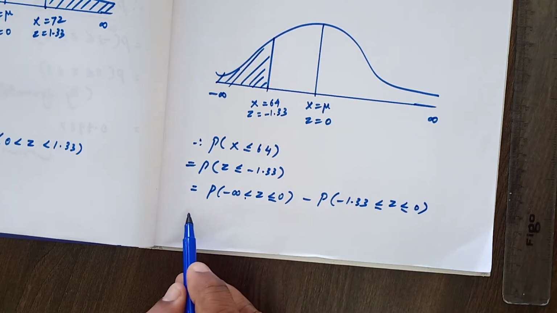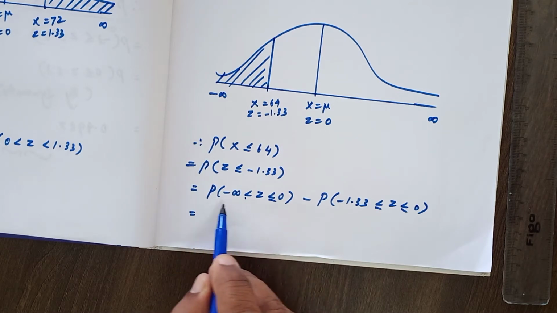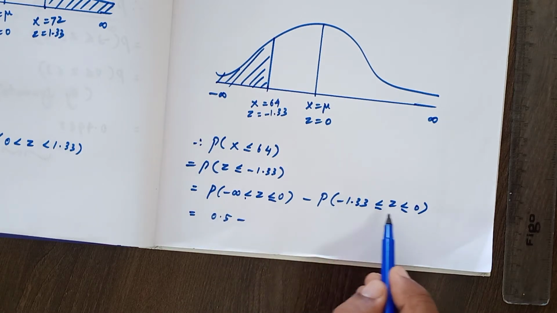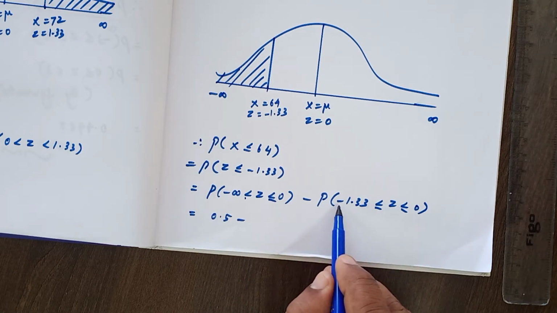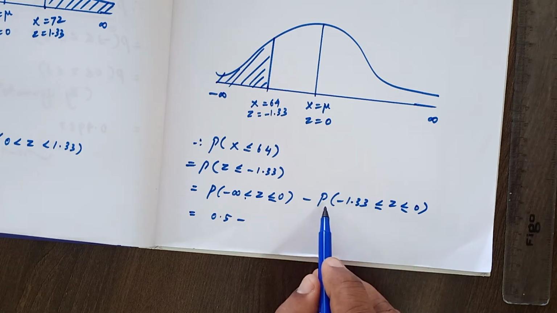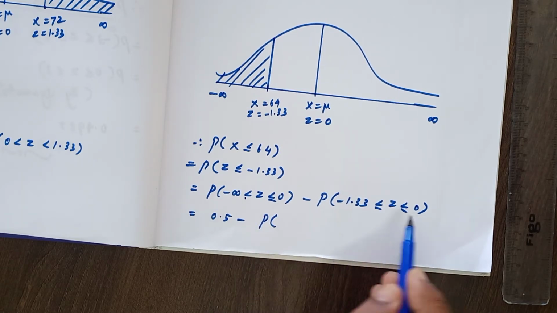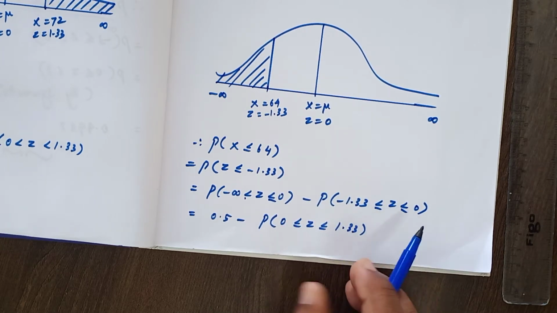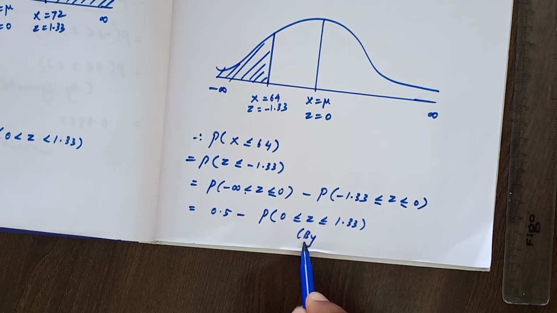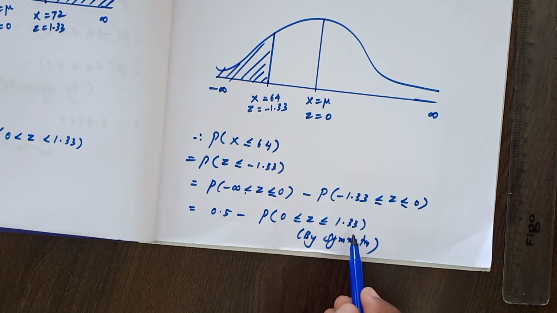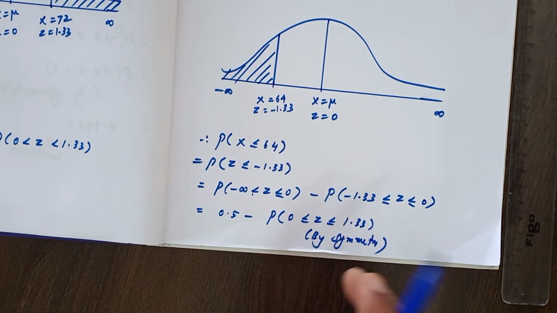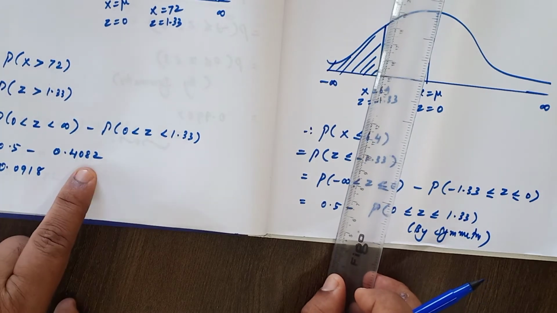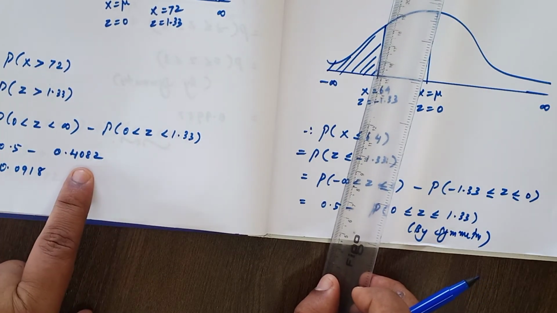Right? That is equal to minus infinity to 0, there is a standard value that is 0.5. Here you have to interchange because we have a negative value at the starting, at the same time 0 has to be at the first. So probability of 0 less than or equal to z less than or equal to 1.33. You write the reason: by symmetry. Now we have to refer to the table. Already we got it. For 1.33 the value is 0.4082.